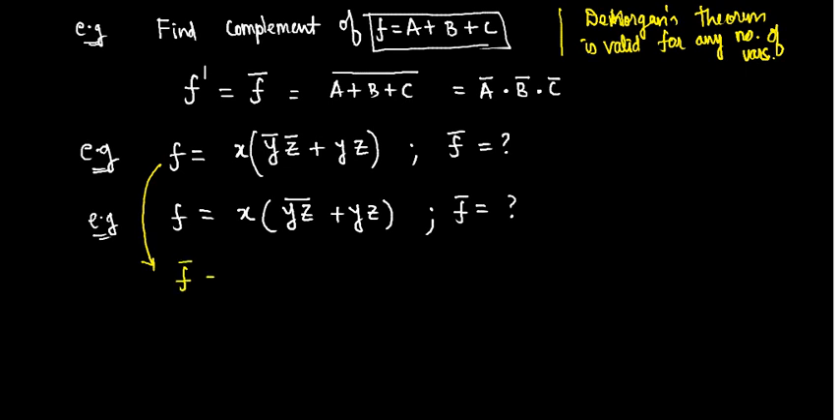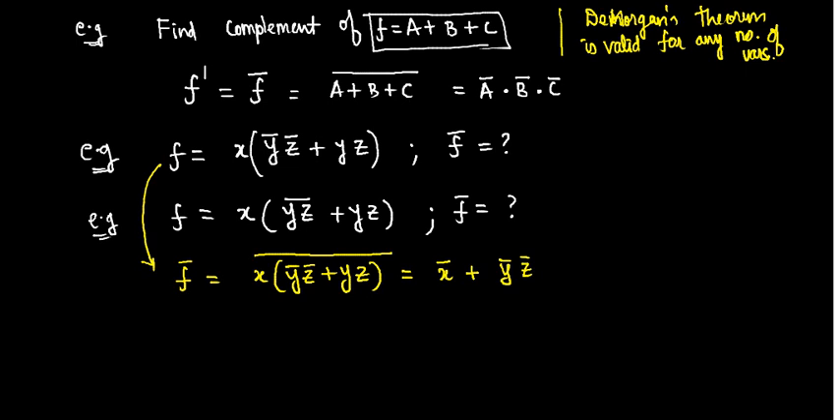F bar, how much would it be? Bar on the whole thing, right? Z bar separately. Put a bar on the whole. Apply De Morgan's theorem. What does it say? Whether the AND is there. So it will be x bar plus, tell me, y bar, z bar.